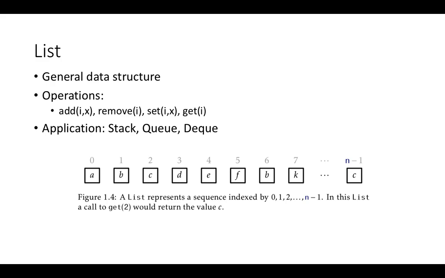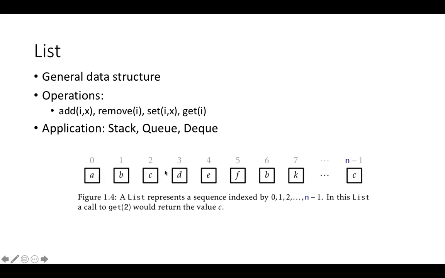The list is a general data structure. It has many operations like add element x in the index i, or remove the element in the index i, or set the element index i to be x, change the value of the element in index i to be x, or get the value of the element in the index i, get i. We said it's a general data structure because using the list you can make a stack or queue or even dequeue.